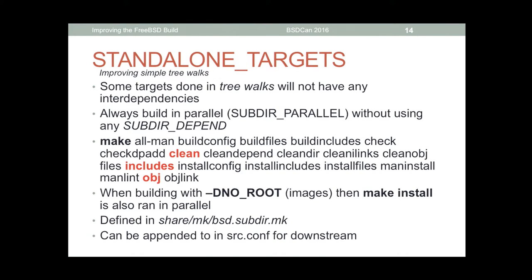This list is defined in BSD subdir.mk, and if as a downstream vendor you have a target you know is safe to run in parallel, you can just add it to the standalone targets list in your make.conf. At Isilon, we have several targets that are safe to always run in parallel.